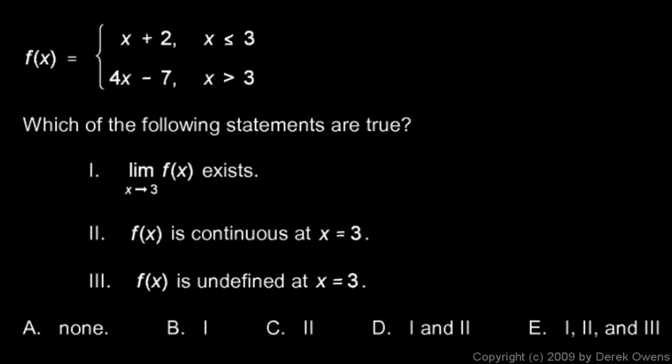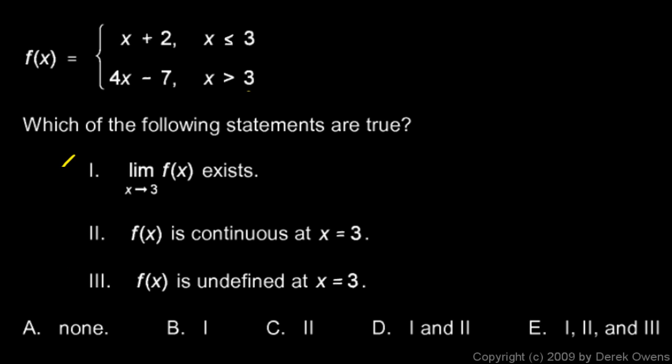Here's another problem similar to one that appeared on an AP exam. f of x is equal to x plus 2 if x is less than or equal to 3, and it's equal to 4x minus 7 if x is greater than 3. These are both linear functions, and the function definition changes at x equals 3. We're asked which of these three statements are true.